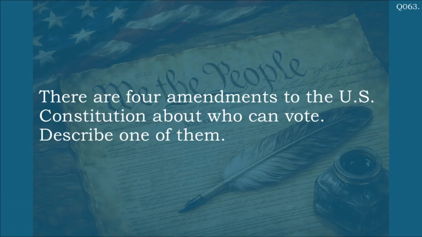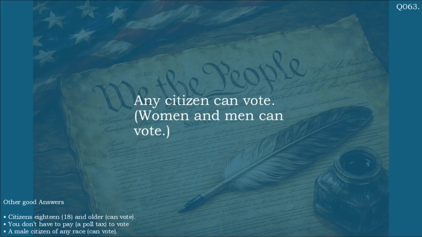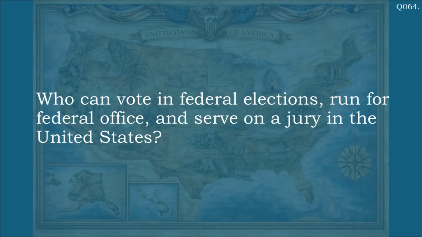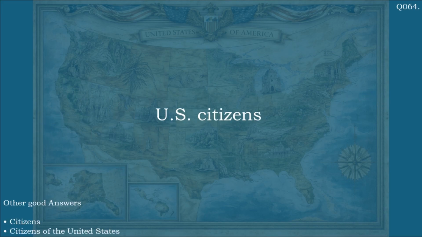There are 4 amendments to the U.S. Constitution about who can vote. Describe one of them. Any citizen can vote. Who can vote in federal elections, run for federal office, and serve on a jury in the United States? U.S. citizens.